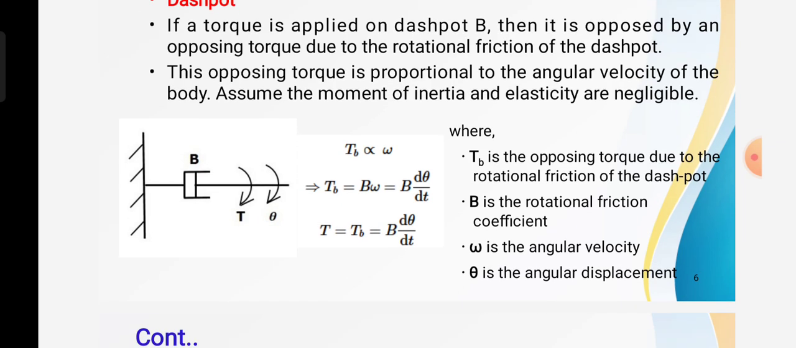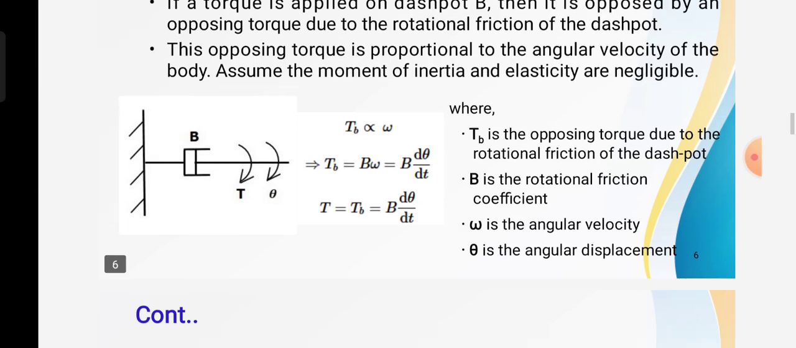When the torque is applied on the dashpot B, it is opposed by an opposing torque due to the rotational friction of the dashpot. This opposing torque is proportional to the angular velocity of the body. So Tb is proportional to omega, and Tb is equal to B omega, which is equal to B d theta by dt.